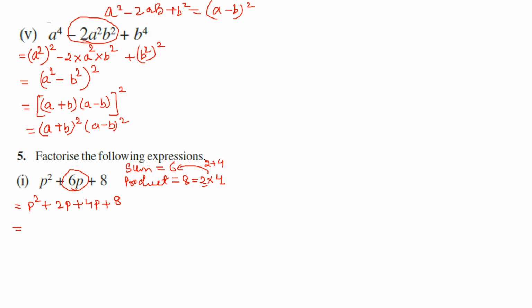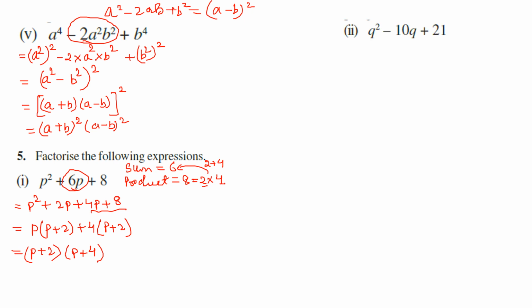Now from the first two terms, I can take p common. So it will be left with p plus 2. From the last two terms, I can take 4 common. So it will be p plus 2. Again, I can take p plus 2 common. So from the first term, I will be left only with p. From the second term, plus 4. So this is the factorization.